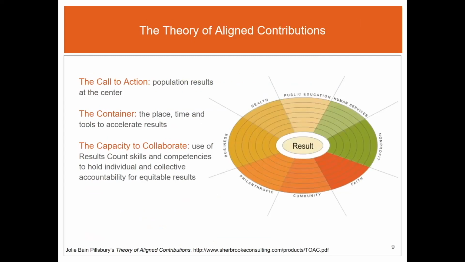Second, it requires some deliberative work to create the conditions or environment that's needed for people to work together: the time, the place, and the tools that will allow a group of folks to accelerate progress together. And finally, it's really important to be intentional about the capacity to collaborate. This is where we link back to our Results Count skills and competencies. We actually believe that folks can develop and deepen their ability to do this, to hold individual and collective accountability, and work together to achieve better and more equitable results at the whole population level.